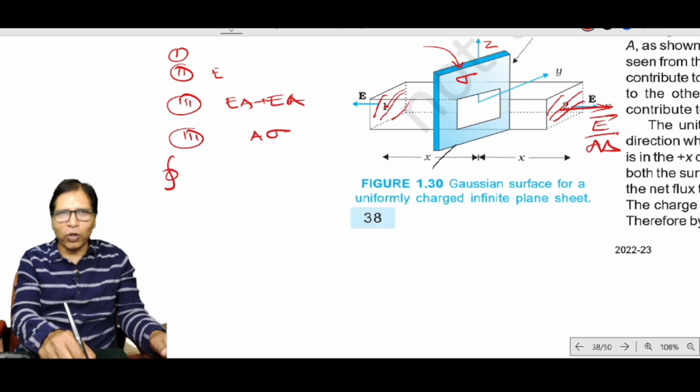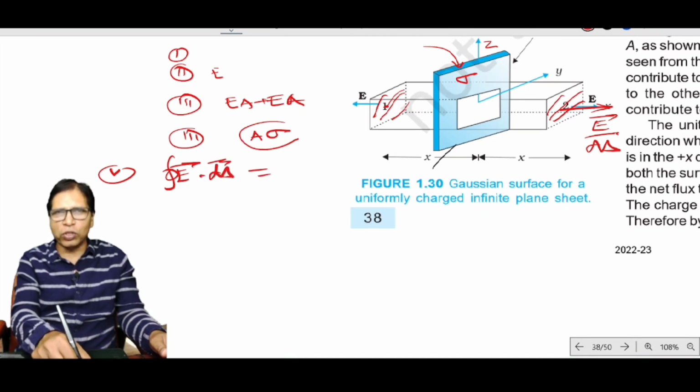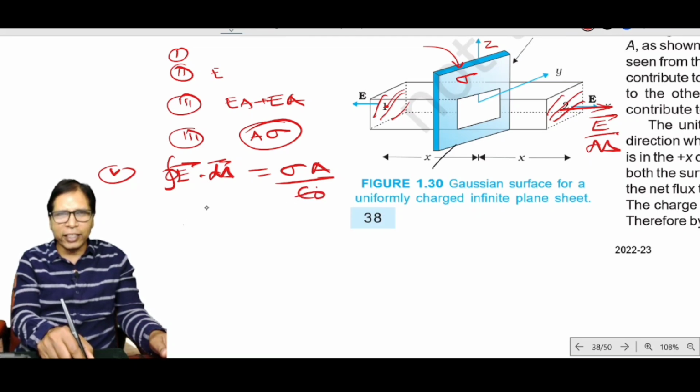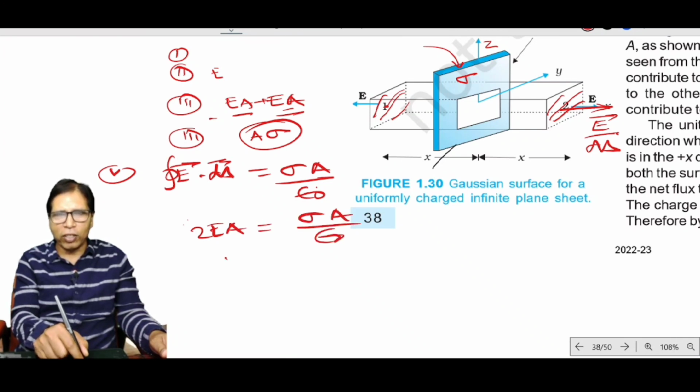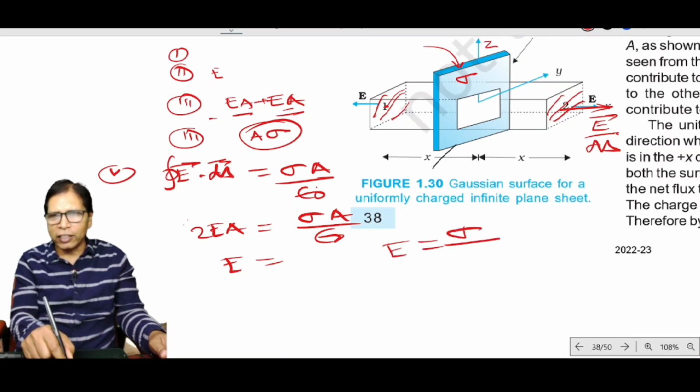Now applying Gauss law, number 5, E vector dot ds vector equals the charge enclosed, sigma A, divided by epsilon naught, so sigma A by epsilon naught. So E plus E, that is EA plus EA, is 2EA, and this equals sigma A by epsilon naught. So E equals sigma by 2 epsilon naught.